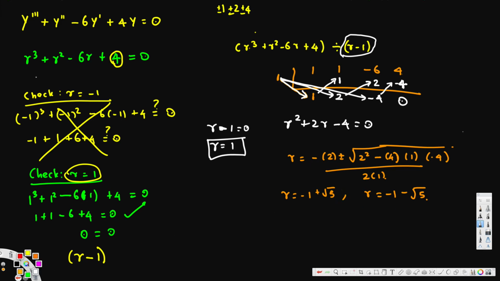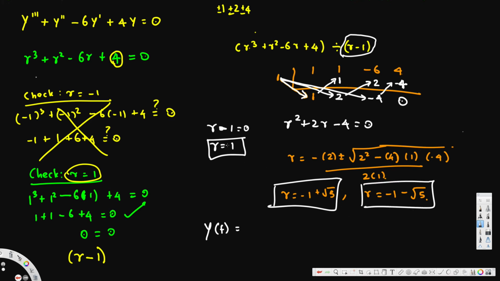So finally, the general solution for this differential equation is going to be in this pattern: y of t. We have 3 solutions right here. The first solution is r is equal to 1. So we put some constant c1 e to the power, we multiply the power 1 times t, so that's just t, then plus c2 e to the power, negative 1 plus square root of 5 multiplied by t, and then another constant e to the power, minus 1 minus square root of 5 times t, and that's going to be our solution.